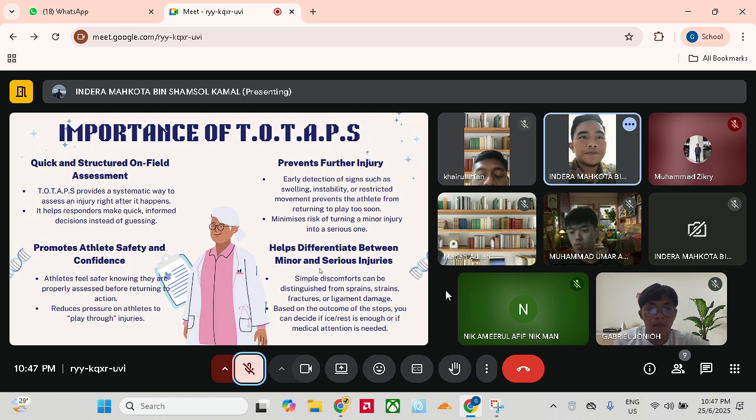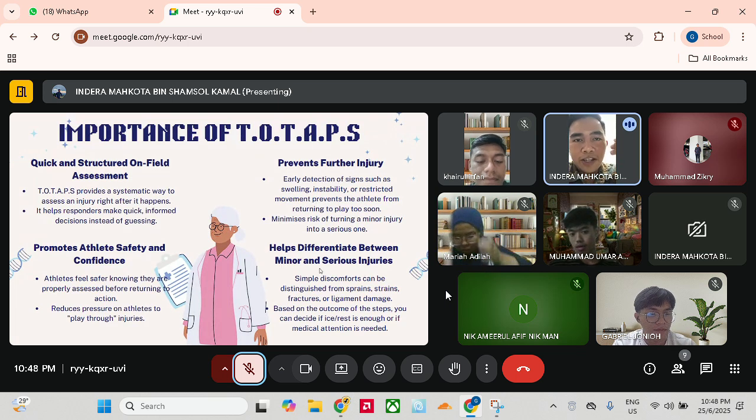Okay, so here we want to reduce the chance of getting further injury. Maybe when the injury occurs, the player says, oh, I can play after this. But by doing TOTAPS, you can tell them whether they can play after that or they need to take a rest first.